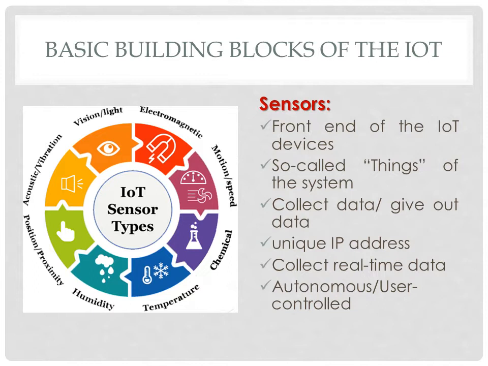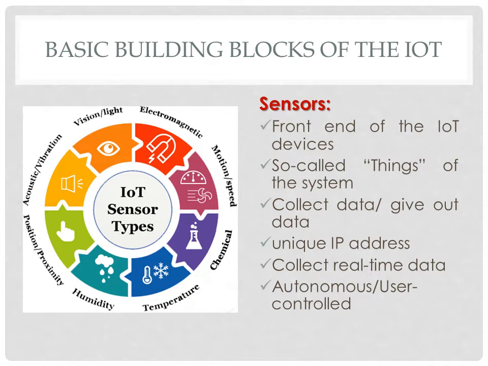Their main purpose is to collect data from the surroundings or give out data to the surroundings. So when they collect data from the surroundings, they are called sensors, and when they give out data to the surroundings, they are called actuators. These have to be uniquely identifiable devices with a unique IP address so that they can be easily identified over a large network.